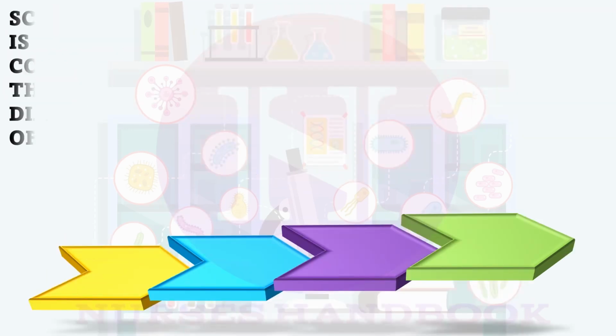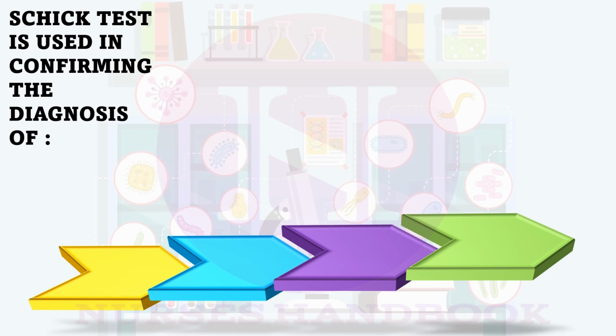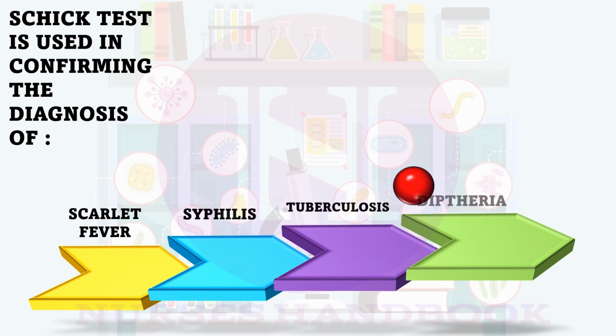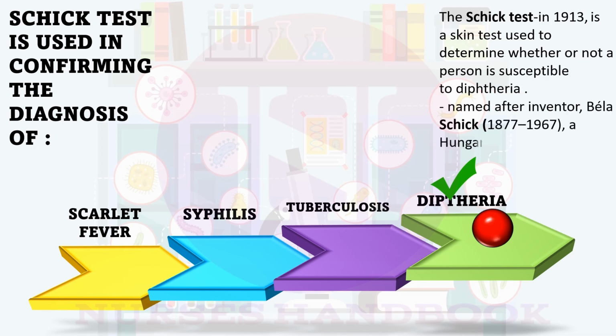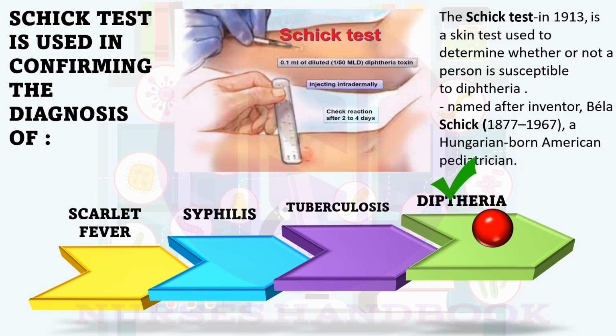Question number 10. Schick test is used in confirming the diagnosis of scarlet fever, syphilis, tuberculosis, diphtheria. And the correct answer is diphtheria. Schick test was developed in 1913 to determine if a person developed some immunity to diphtheria after having been exposed to those bacteria. A small amount of diphtheria toxin, that is about 0.1 ml, is injected intradermally into the left forearm.